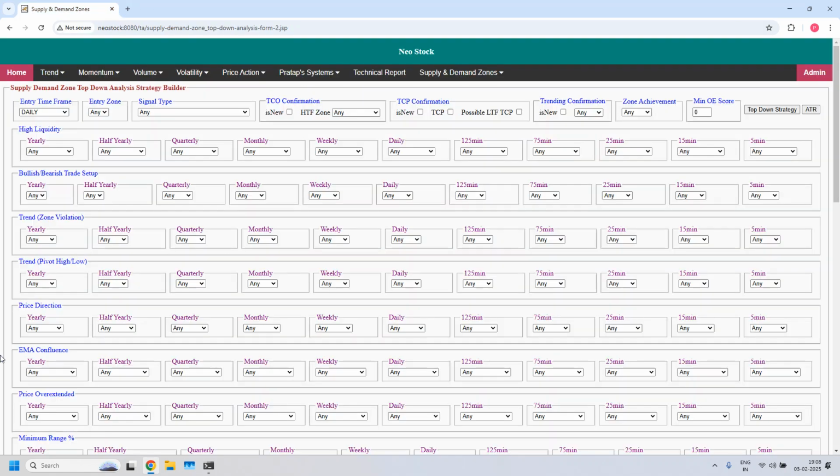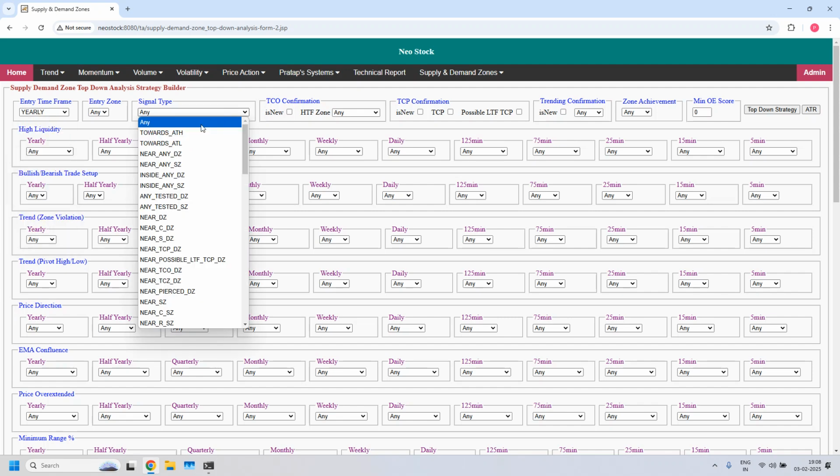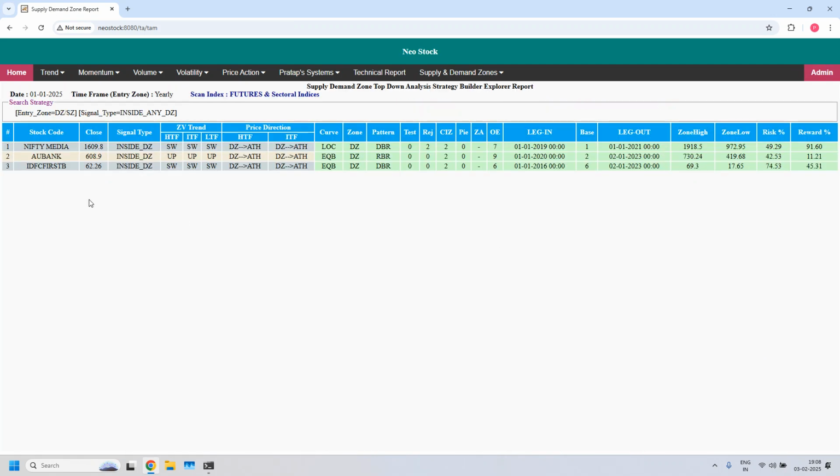Okay, now let's get into the report generation. First, we will generate stocks near demand and supply zones and also price closed inside the demand and supply zones, starting with the yearly time frame. Price closed inside the yearly demand zone, we got 3 stocks. I'm giving you very few seconds to watch the report, so I request you pause the video. Once you study, you can proceed with the next reports.